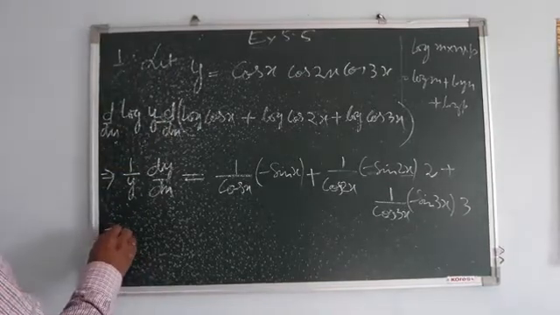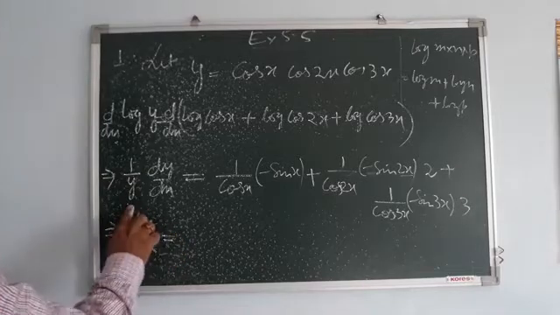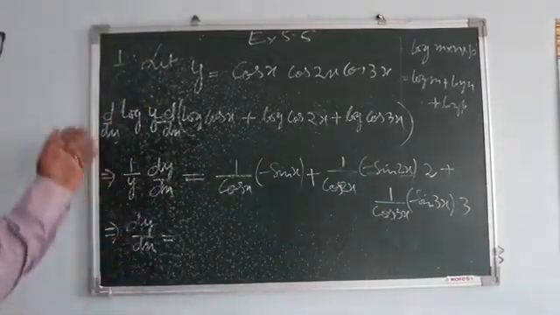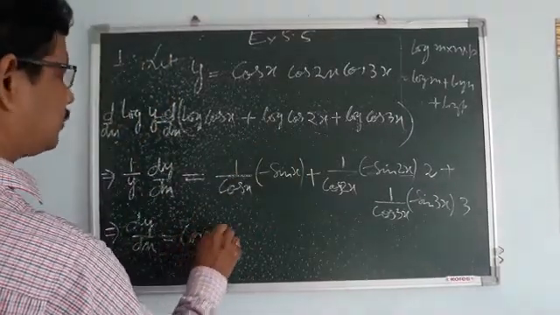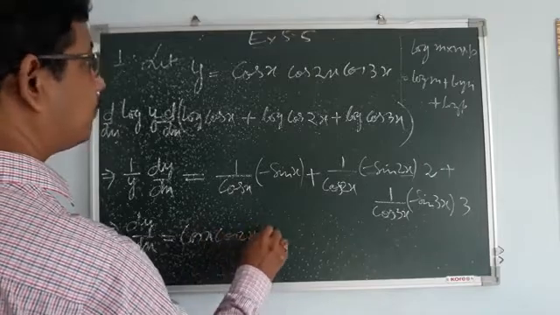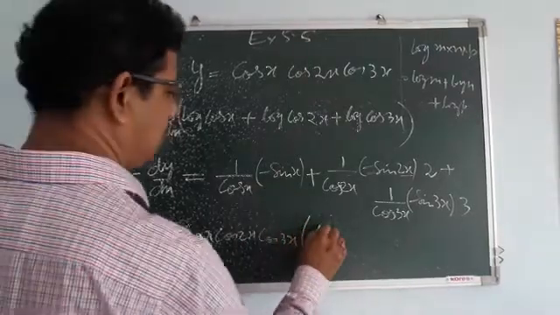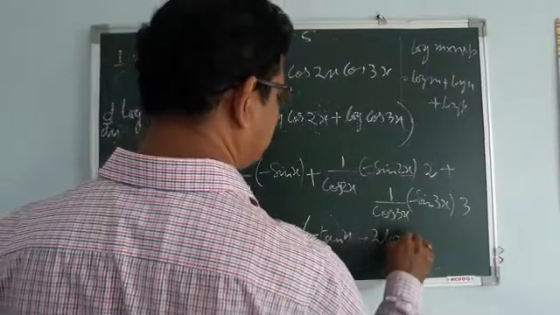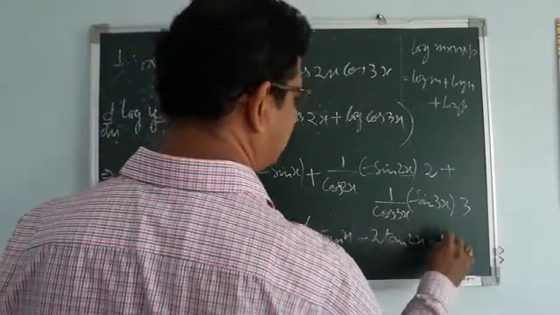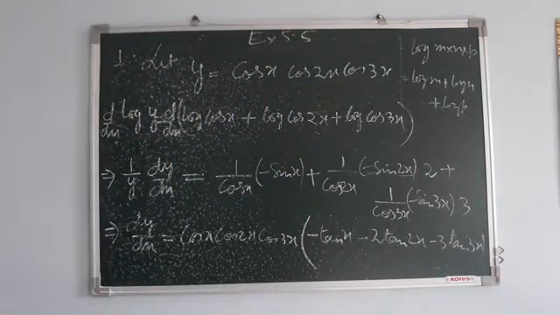Now, what will be dy/dx? Dy/dx will be y into these things. Y will be replaced by this one. So, y into this, so you will write cos x, cos 2x, cos 3x into this term. This term it is what? Minus tan x. This is what? Minus 2 tan 2x. This is what? Minus 3 tan 3x. So this is our question number 1 of exercise 5.5.